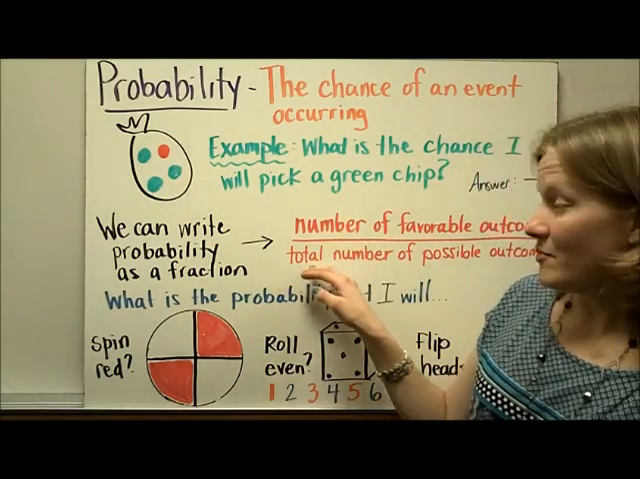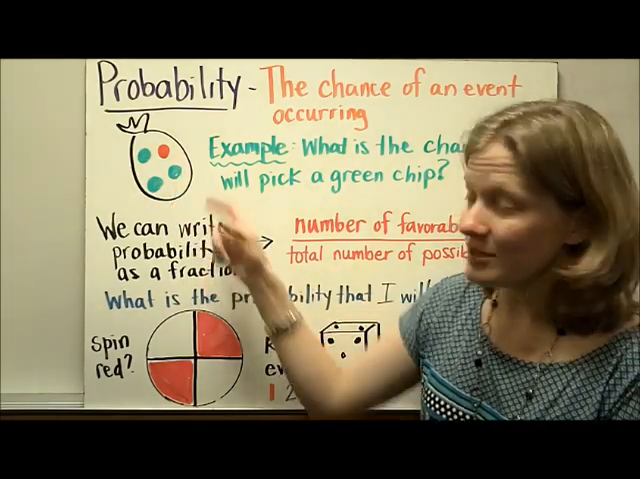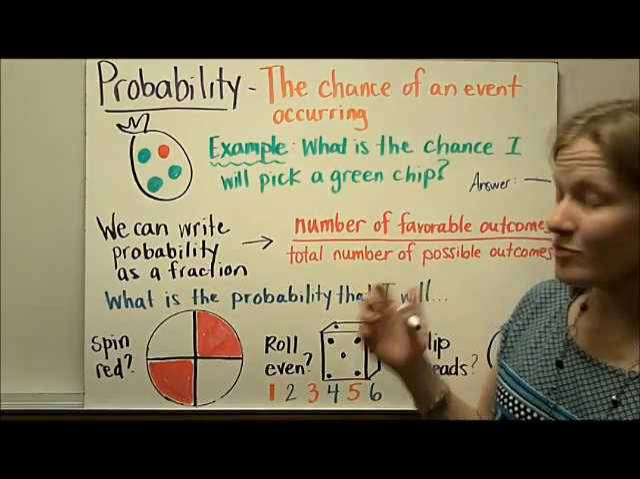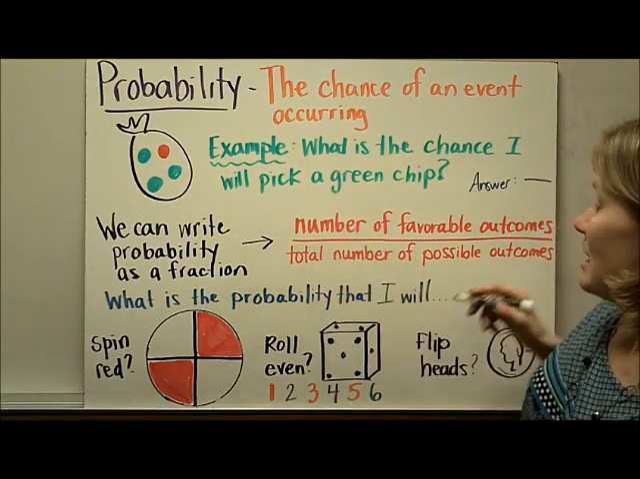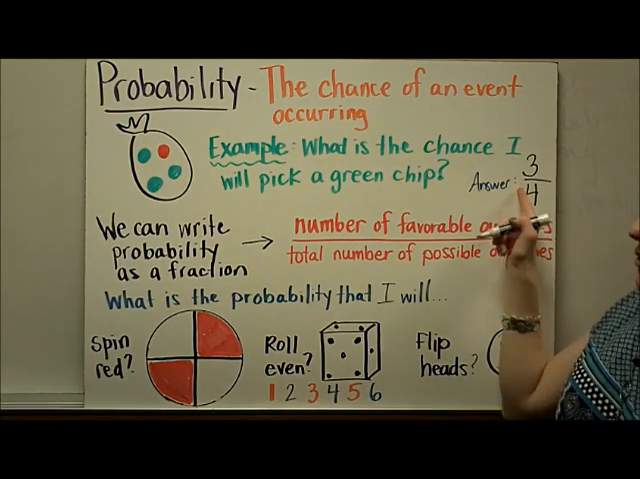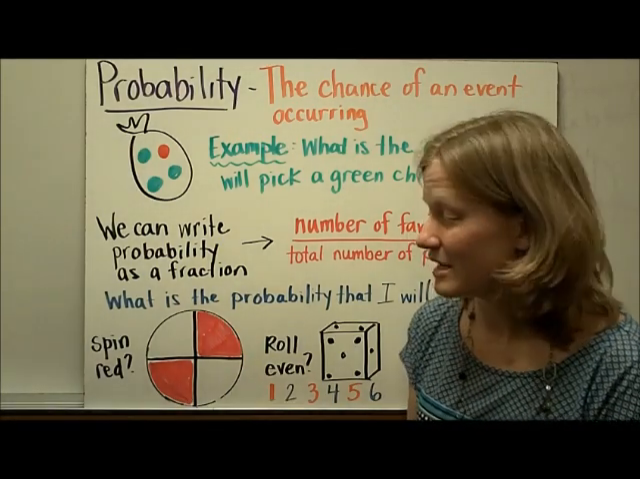Over top of the denominator, the total number of possible outcomes. And there are 4 chips in the bag, so our possible outcomes is 4. So the chance, or the probability, that I'm going to pick green is 3, for the number of greens, out of 4: 3/4, or 3 out of 4. Let's do a few more easy examples.